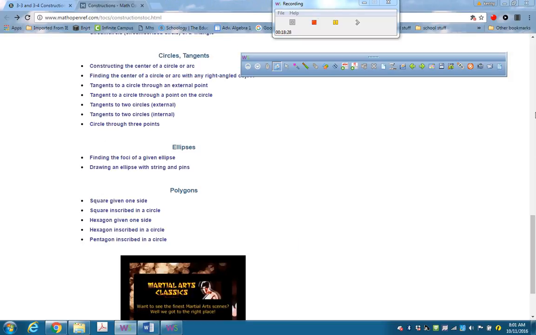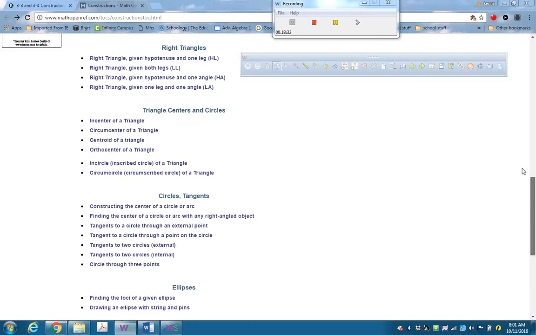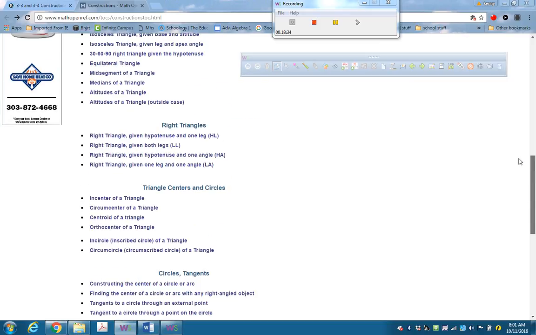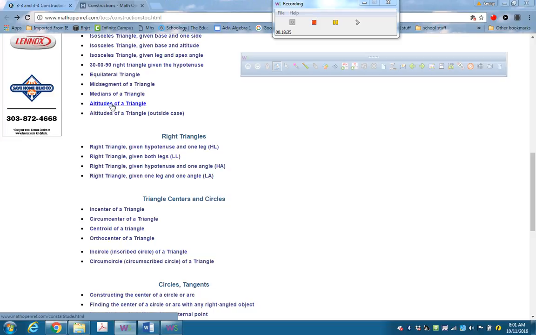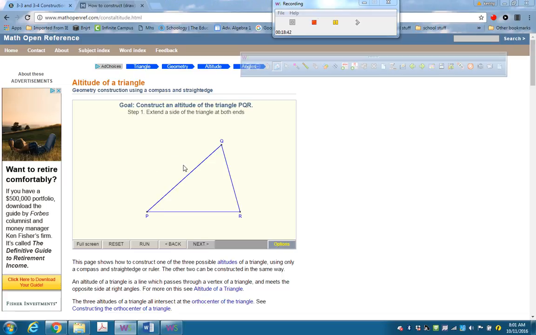Constructions, I could show you with my compass, but they're better at it. Altitudes of a triangle, there we go. An altitude you do the same way, from a point to a line. Say I want to construct the altitude of triangle PQR. So if I want to construct that perpendicular from here to here, I do it.